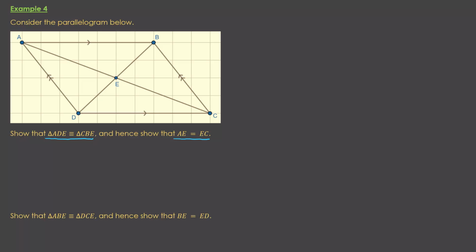We've got ADE, which is this triangle here, and we want to show that that's the same as CBE, which is this triangle just here. We want to show that those are congruent. Now this will be a very long example if I go through too many of the steps here.